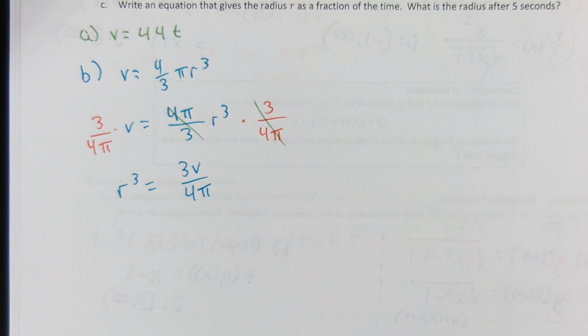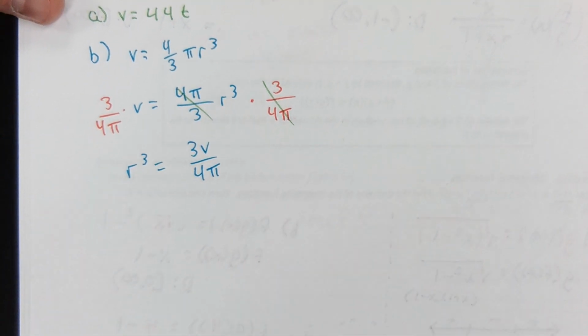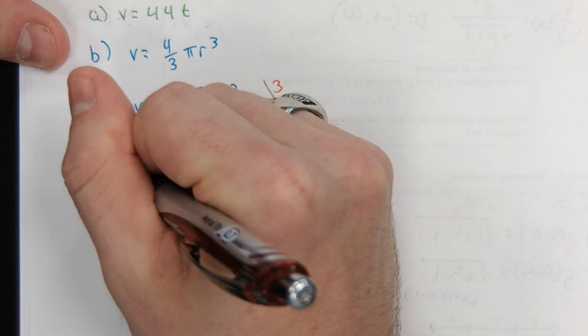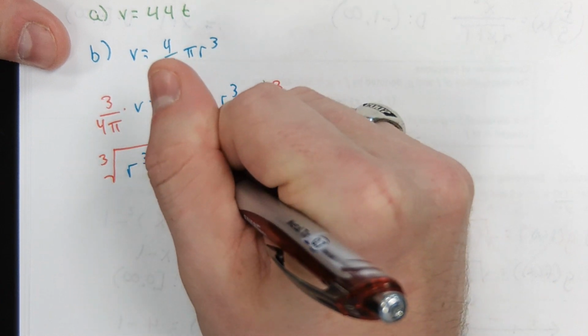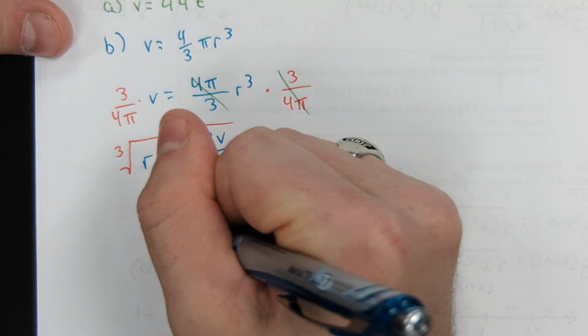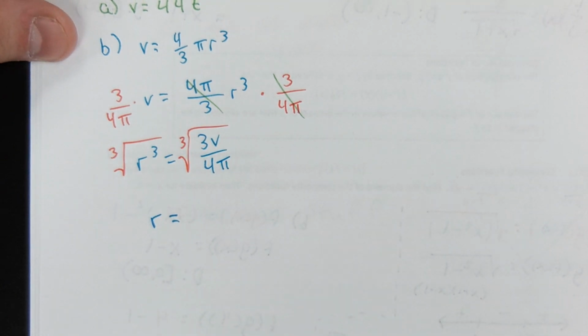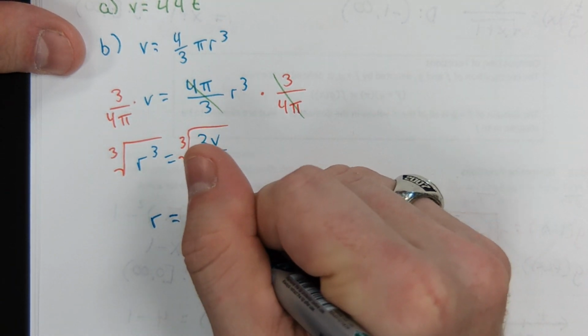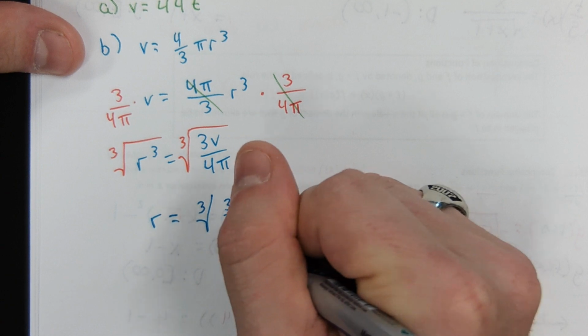Now I can get r by itself using the cube root. Which means the radius of this catheter is the cube root of triple the volume divided by 4 pi.